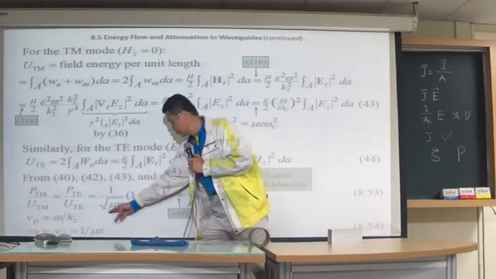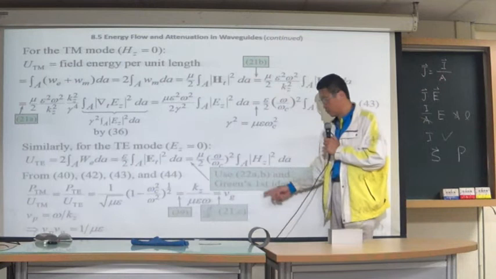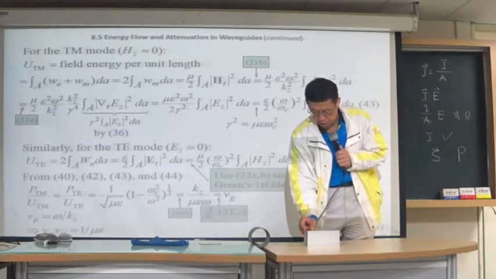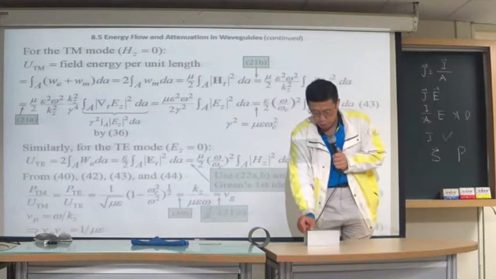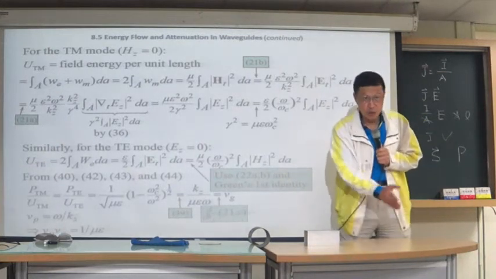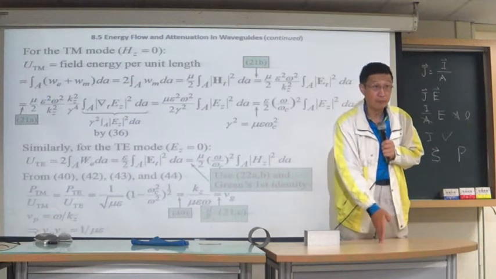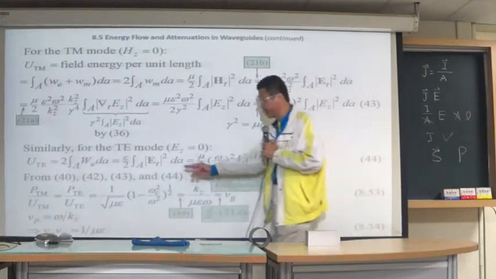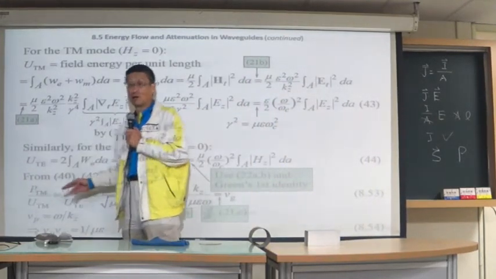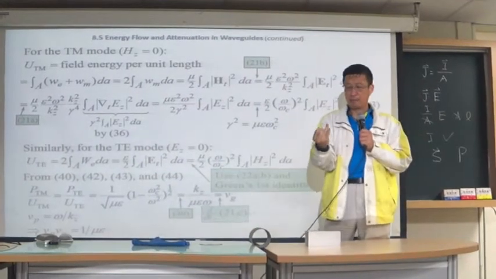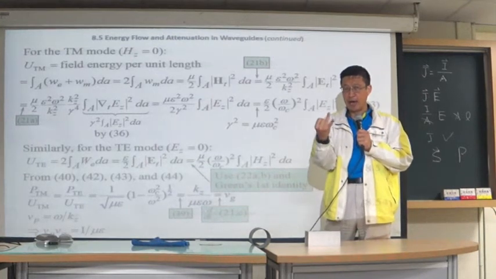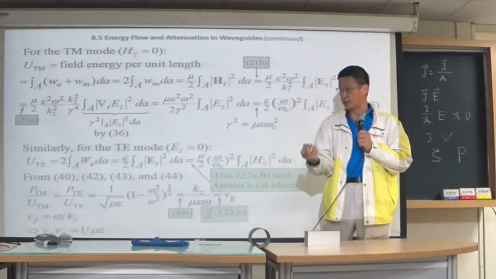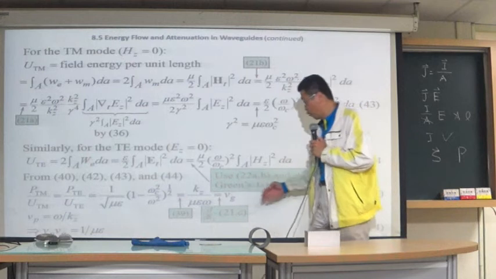This one means group velocity. That means just consider energy per unit length moving at group velocity, so you get energy per unit time. That means this one times group velocity gives us this one. So energy density, power, energy per unit length, and the Poynting vector: these terms are correlated, and we got more information.